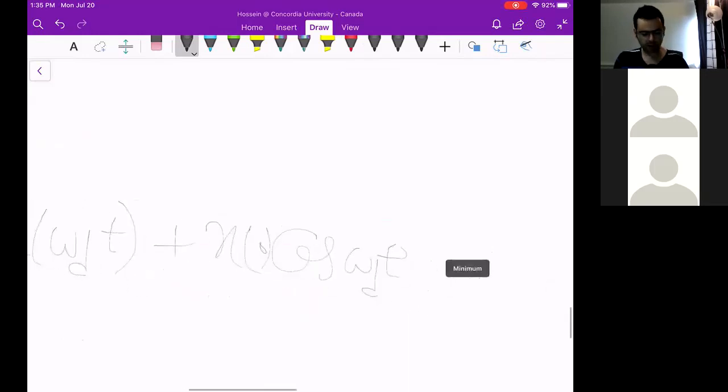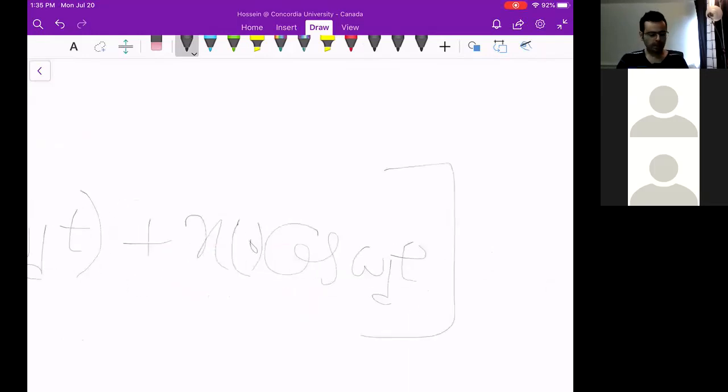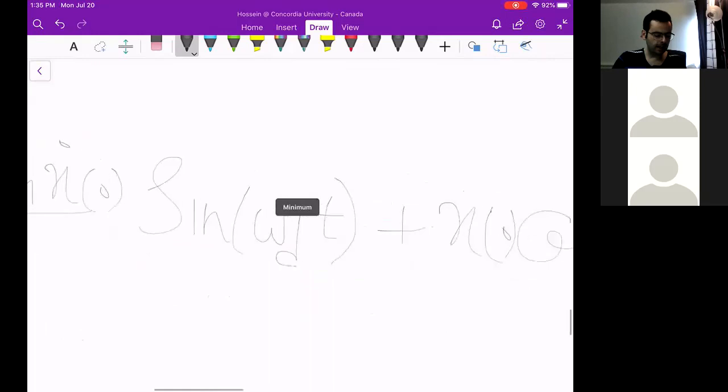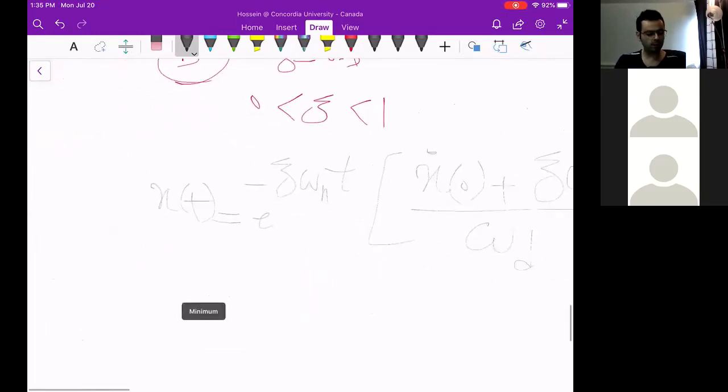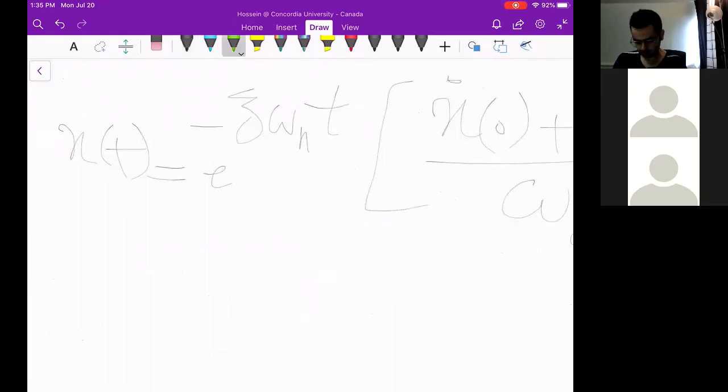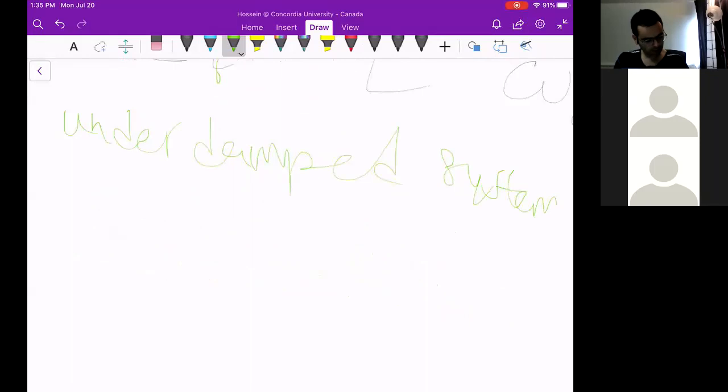So this is the general solution for free vibration when the damping in our system is between 0 and 1, which is called underdamp system. So all you have to do is just plug in initial velocity and initial condition.